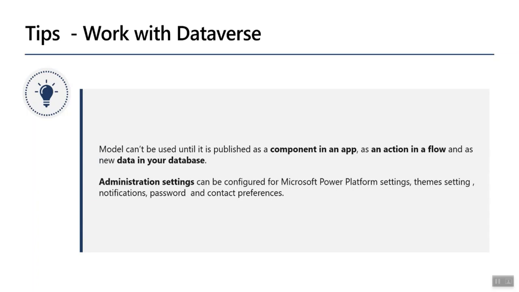So a model cannot be used until it is published as a component in an app or as an action in a flow or as new data in your database. So with the AI models that you create, you can't use them until they are published. Administrator settings can be configured for Power Platform settings like themes, notifications, passwords, and contact preferences. So you can do that using the admin portal for the Power Platform. Through there, you should be able to set up any of these settings quite easily.